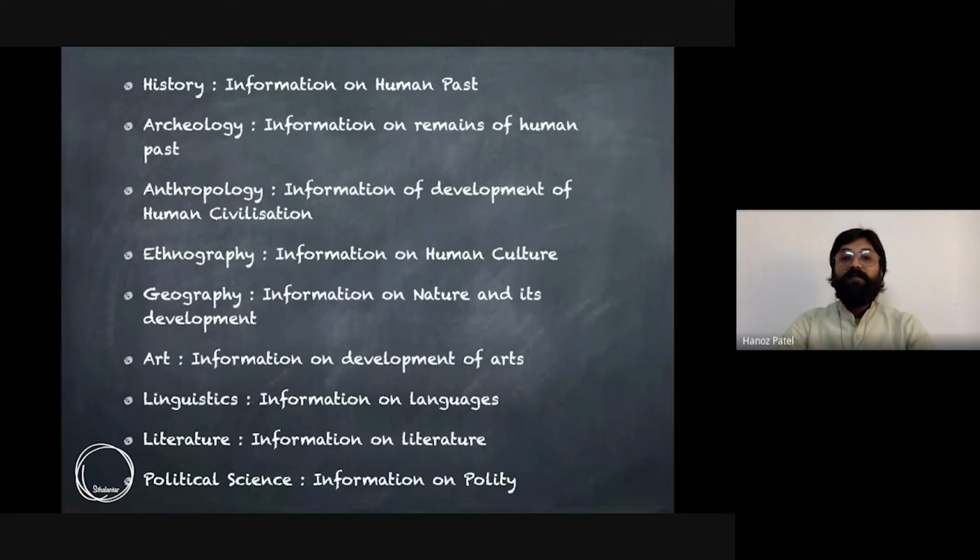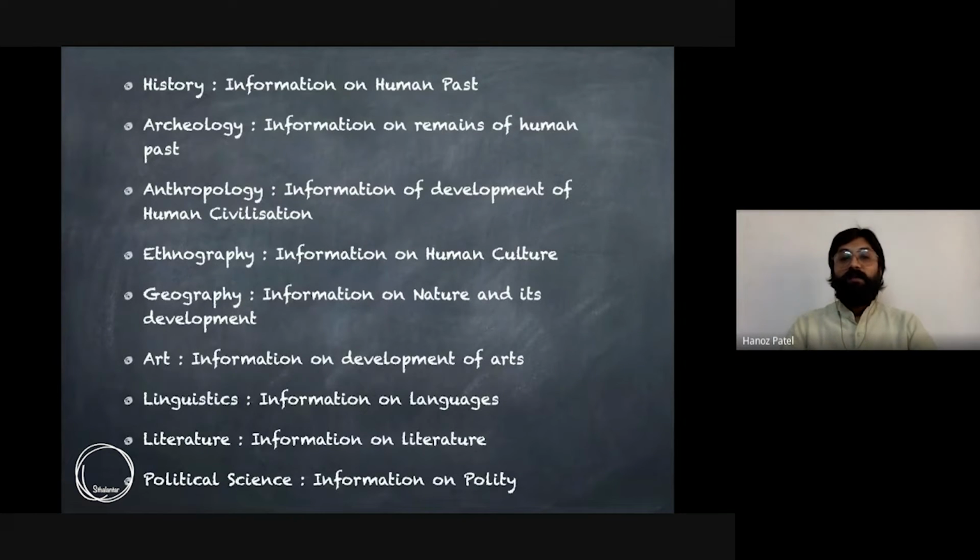Geography, similarly, nature and its development. Art will give you the development of arts, of how different forms of art have developed. Sculptures कैसे develop हुए, murals कैसे develop हुए, cave painting का क्या था, all that sort of information. And linguistics will tell you about how languages have developed. What is language impact? What is different? Why do languages keep on changing? Why do we have different types of grammars? Why do we have similar words in different languages? All that information. Similarly, literature gives you information on literature, political science, and so forth.